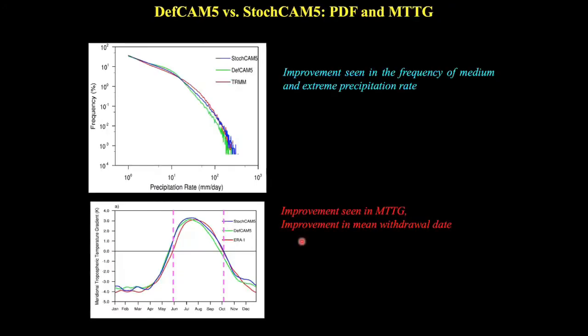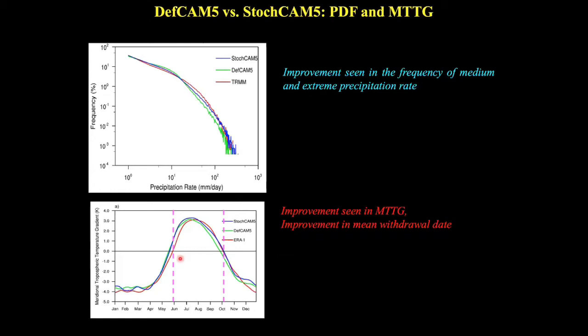So what happens to the distribution? Interestingly, here the problem that we had earlier, we are able to solve. So we have a very good distribution, especially of the medium and extreme precipitation rates. The spatial resolution of this model is 1 by 1 degree, which is still coarse to get these extreme precipitation rates. But still, we get these extreme precipitation rates, which means the model is doing quite well in terms of distribution.